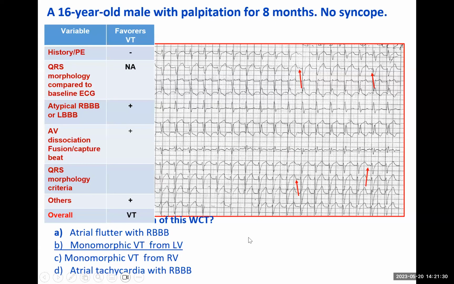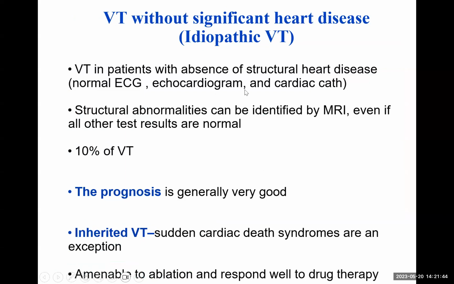In this young patient, I should mention that his echo was normal. So again, VTAC in a normal heart, outflow tract is the common one, then followed by fascicular VT, which is this case. What we used to call idiopathic VT, or VT with no significant structural heart disease, accounts for about 10% of VTAC. And typically those are patients with VTAC but with normal ECG, echocardiogram, and cardiac catheterization. And now ideally we should have MRI, because MRI can show some abnormalities that we did not detect by echocardiogram.